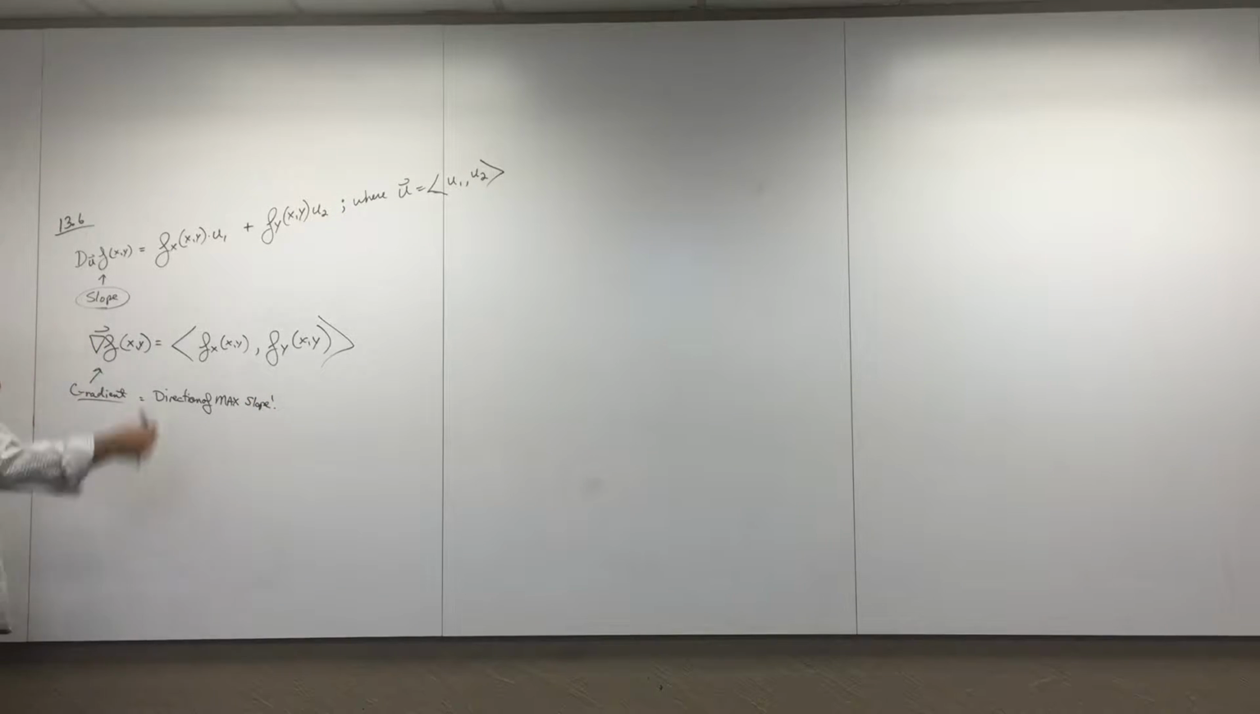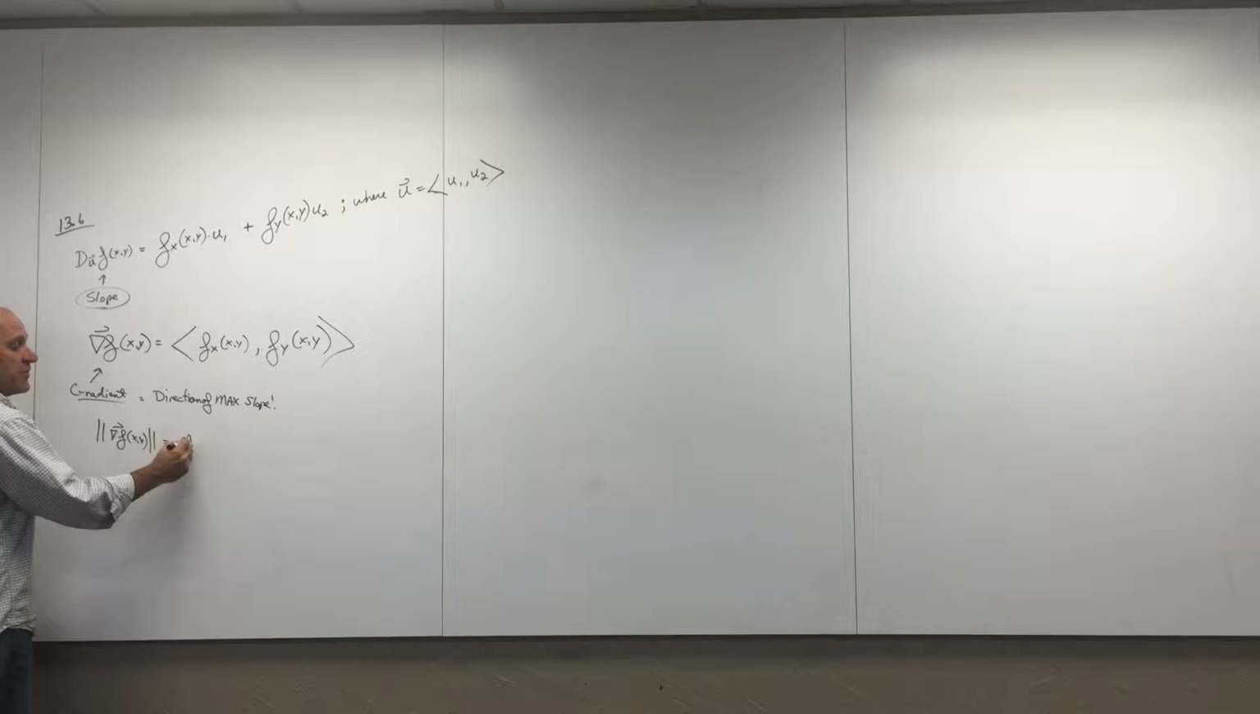And then it turns out, if you calculate his magnitude, and there's some proof for this stuff that I'm not doing, I'm just writing down formulas here, but if you calculate his magnitude, then that is the maximum slope.